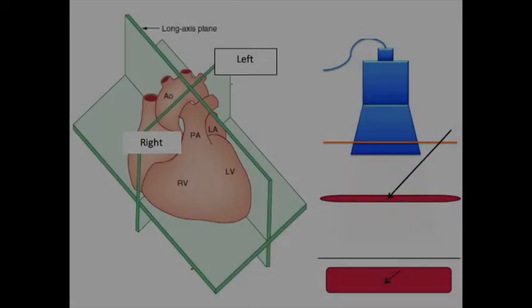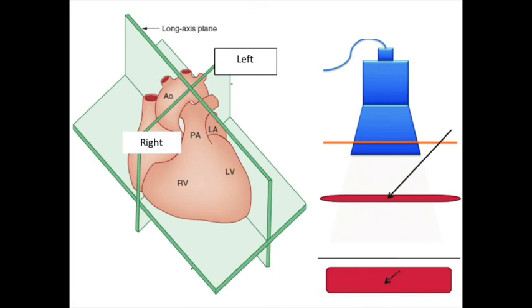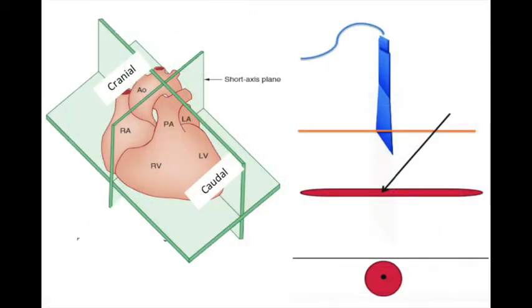How do I find my planes? A long axis, also called longitudinal or sagittal plane of a structure, can be assessed when the probe is placed parallel to the long axis of the structure. A sagittal plane divides an object into left and right. By rotating the ultrasound probe 90 degrees, you place the probe perpendicular to the long axis of the structure, which creates a short, also called cross-sectional or transverse plane of a structure. A transverse plane divides an object into cranial and caudal, or top and bottom.